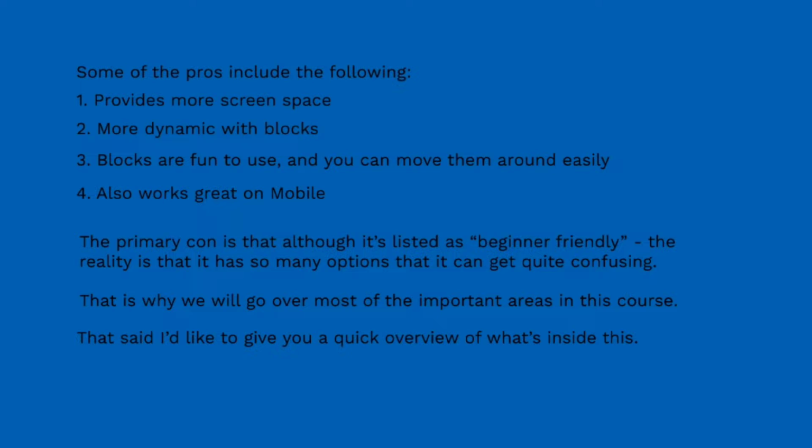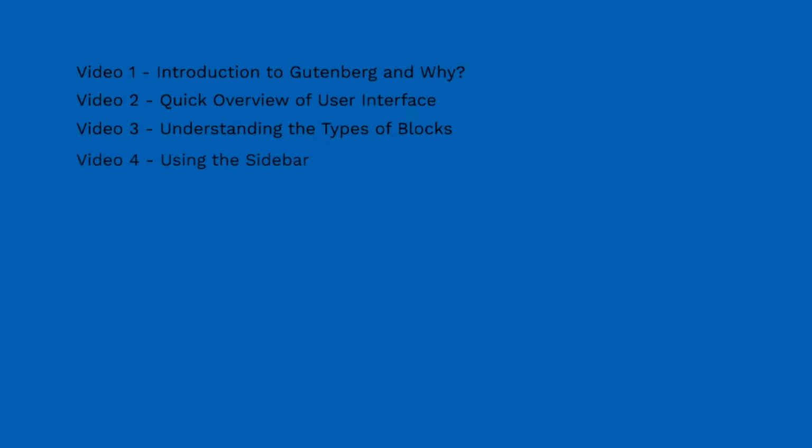so you know exactly what to expect. So this is video number 1, obviously. Video number 2, we're going to give you a quick overview of the user interface. Video number 3, we're going to talk about the different types of blocks so that you're aware of the many blocks that are available to you. Video number 4, we'll talk about using the sidebar, which is on the right-hand side, that pertains to each block. Number 5, we'll talk about common blocks that are available to you. And of course, video number 6, we'll talk about formatting blocks.